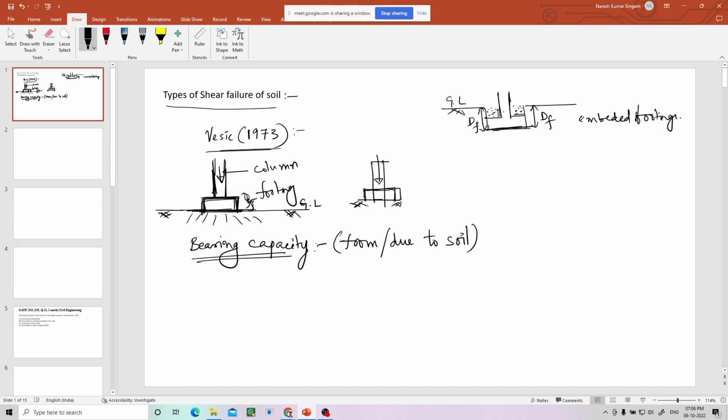There are different shapes of footing cross section. If you see from the top, the footing can be square shape. Top means from here. There is a column in between, and the column size is smaller than the footing size. If you cut at any level and see from the top, and it is square shape, that is a square footing. If it is rectangular shape, it is a rectangular footing, and there are also circular footings.